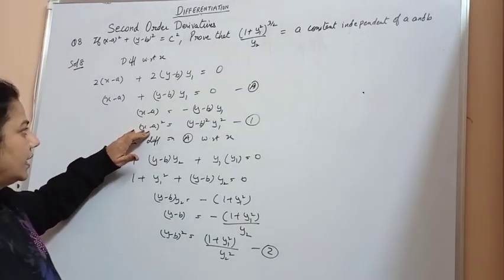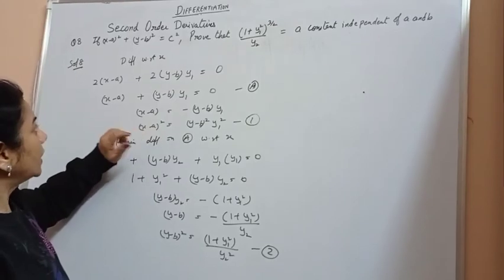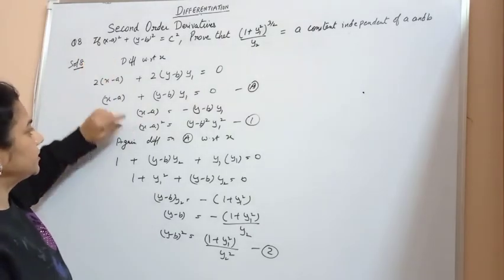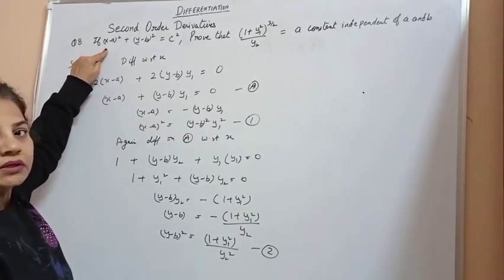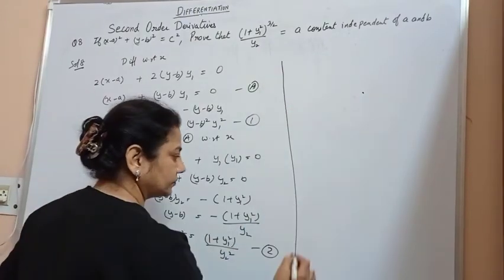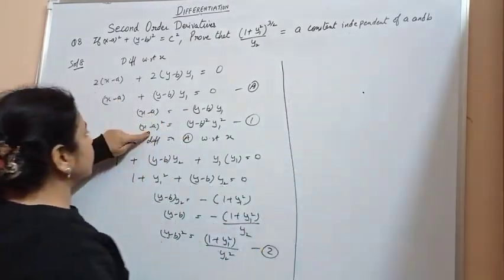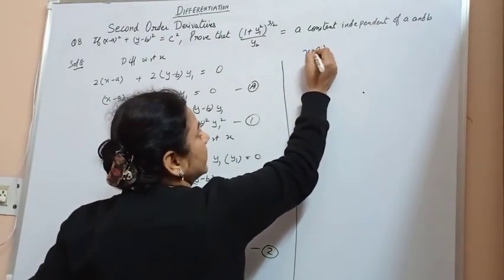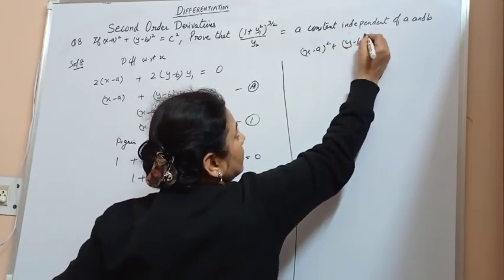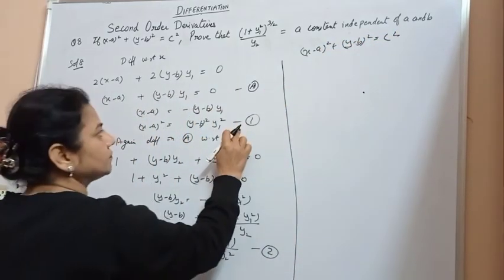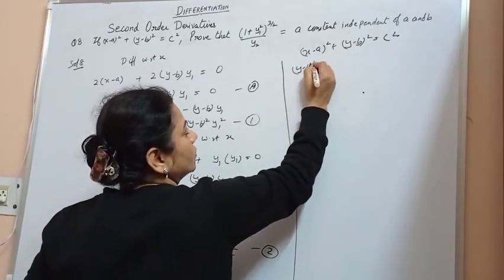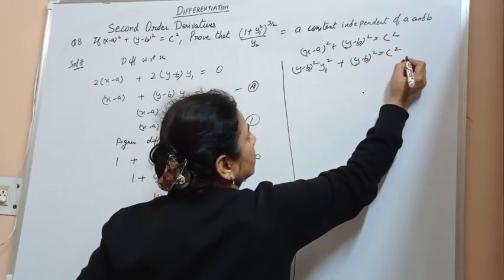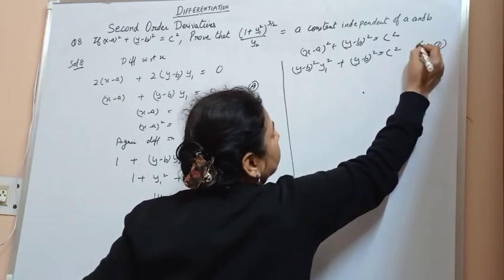I get the value of x minus a whole square. I substitute this value in the given equation. What should I get? Replace x minus a square by y minus b whole square y1 square. My given equation was x minus a whole square plus y minus b whole square is equal to c square. So I replace this, from 1 I get y minus b whole square y1 square plus y minus b whole square is equal to c square.